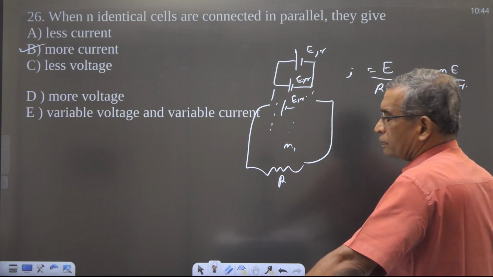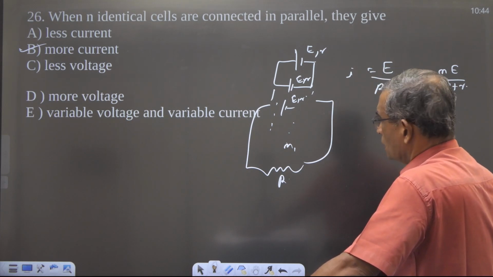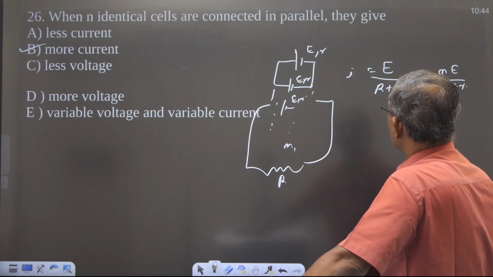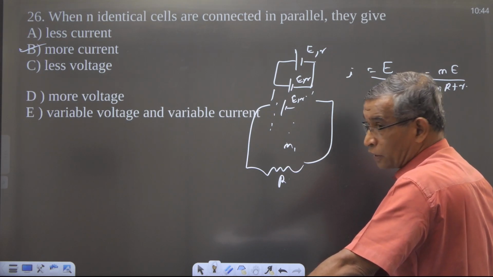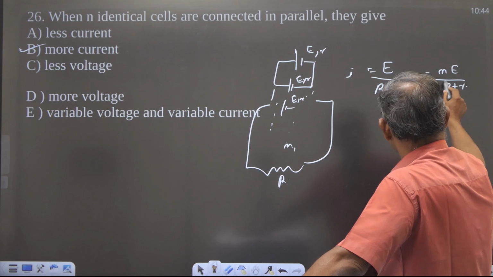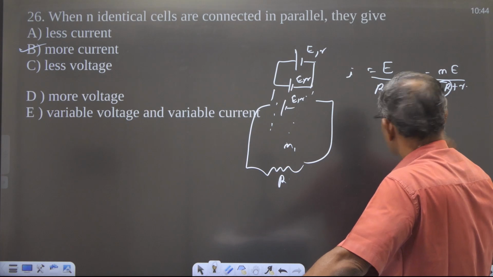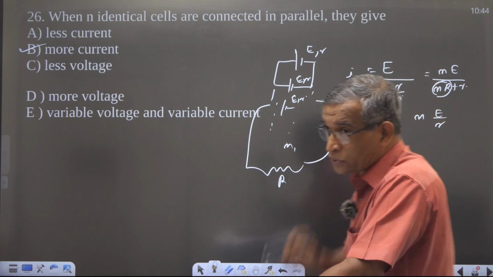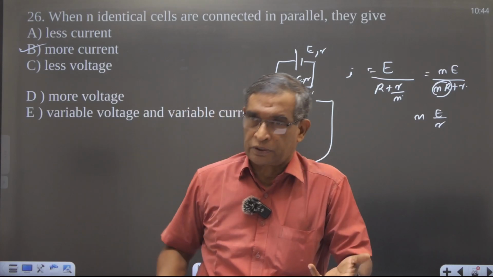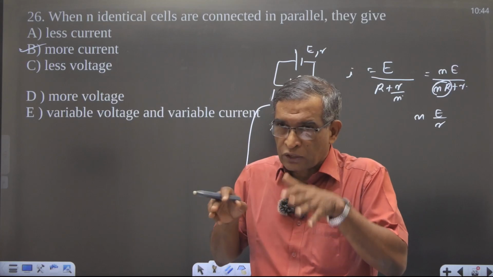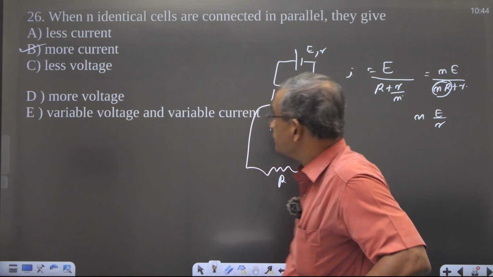Now you got this. Take this up, and you can say that if internal resistance is large compared to external resistance, this term can be neglected. And there is basically n into E by r, where E by r is the current from one cell. N into E by r, that means we can increase the current capacity, provided they have got larger internal resistance. Okay. Next question.